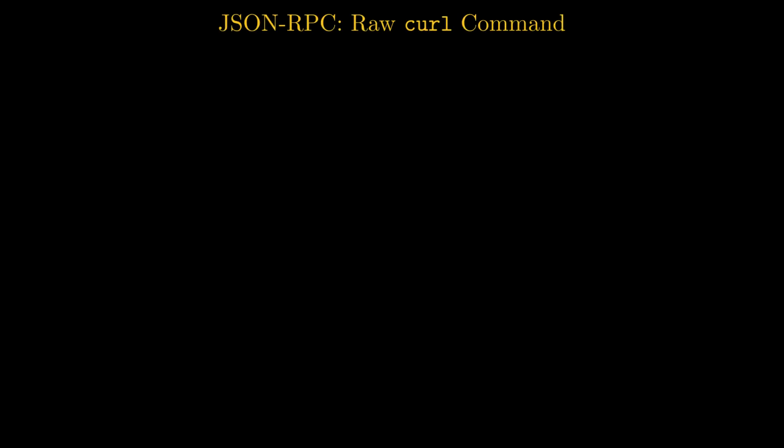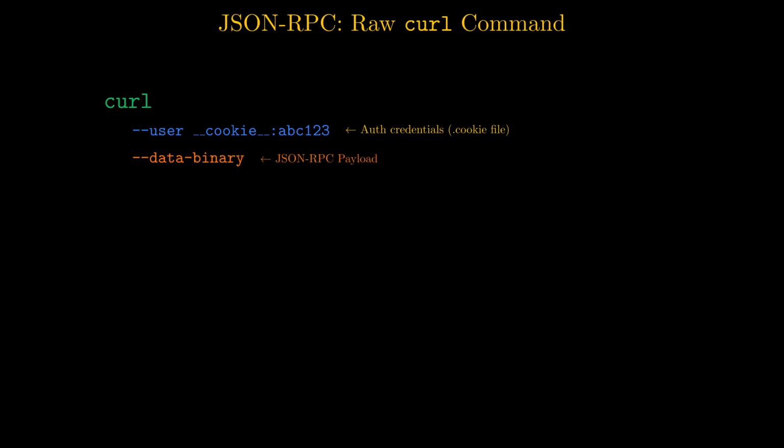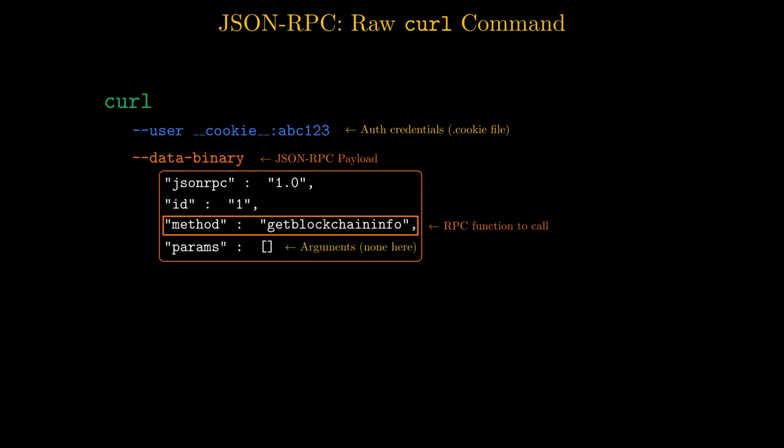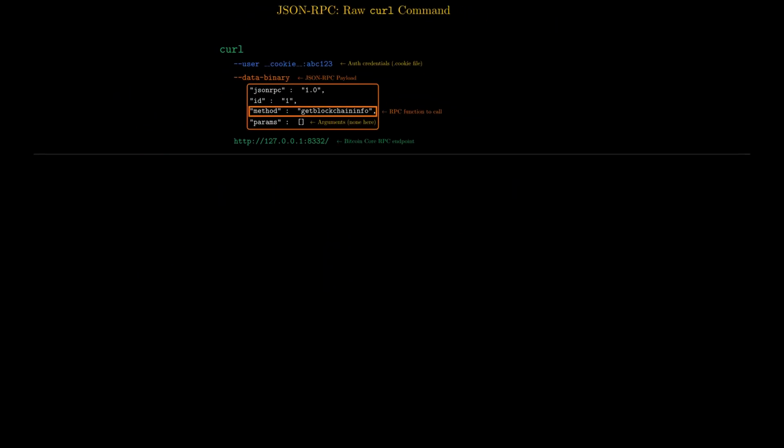Let's see JSON-RPC at its rawest level, a curl command. Right? Here's the structure: curl --user with the cookie credentials that Bitcoin Core generates on startup, then --data-binary containing the JSON payload. That payload has 4 fields: jsonrpc set to version 1.0, an id for request tracking, the method, here getblockchaininfo, and params, an empty array since this method takes no arguments. The target URL, http://127.0.0.1:8332.